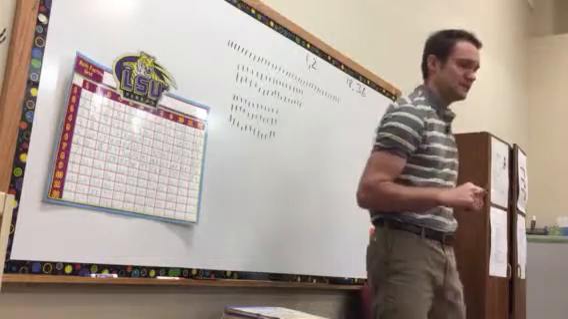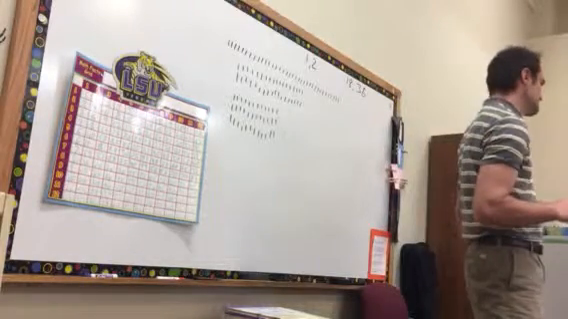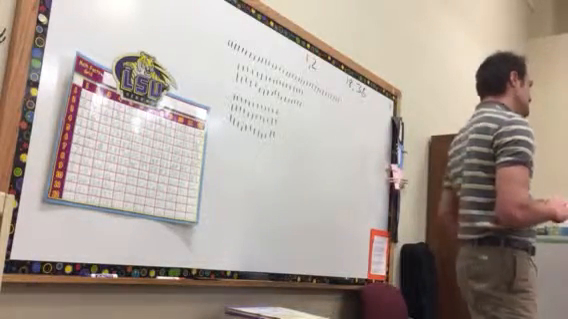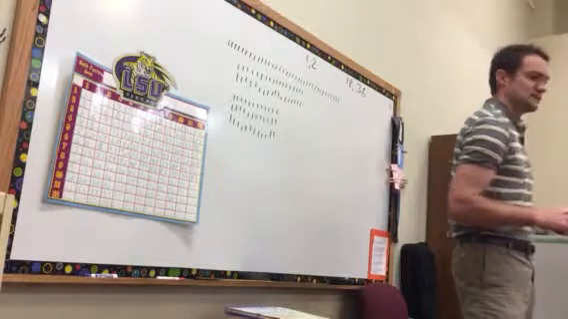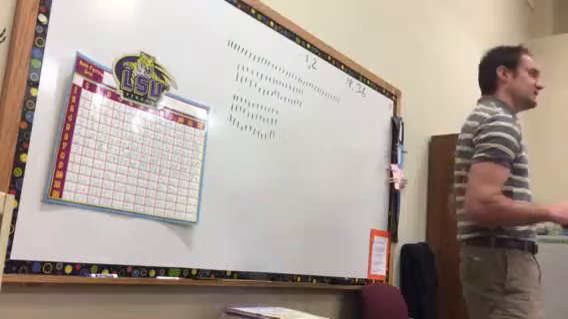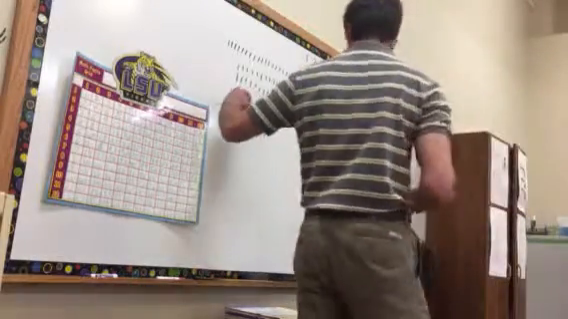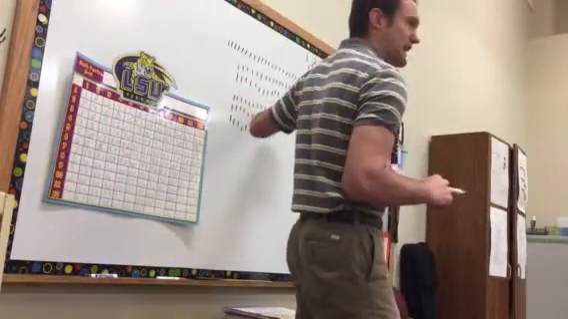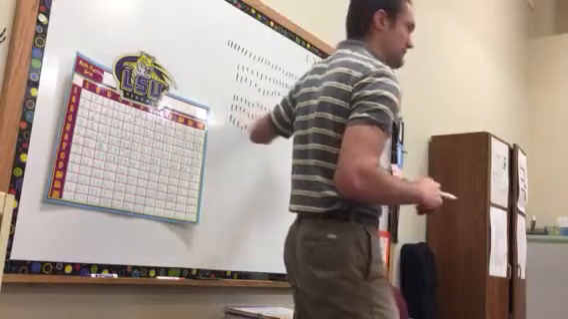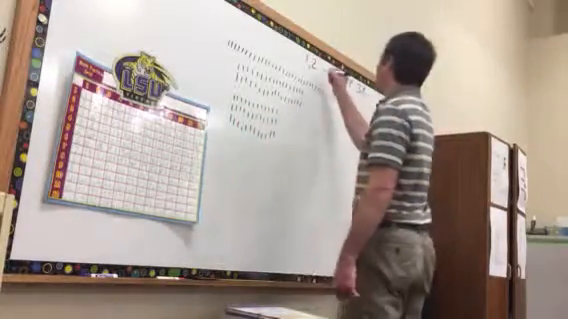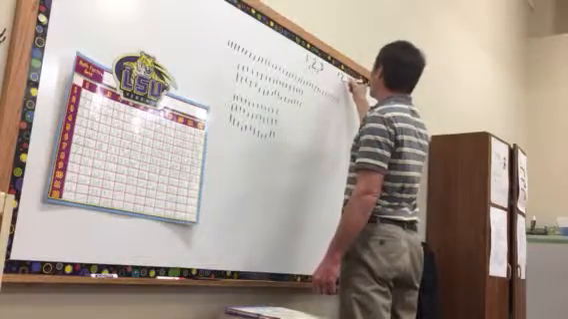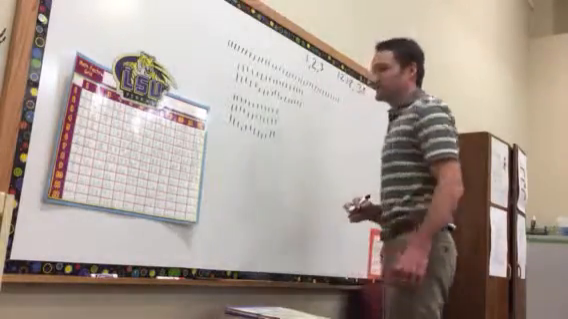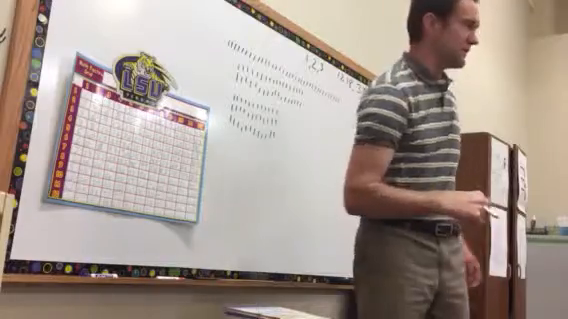Okay. So we have 3 rows. And if we counted the number in each row, we would have 12. Okay? So I can say 3 and 12 are factors of 36.